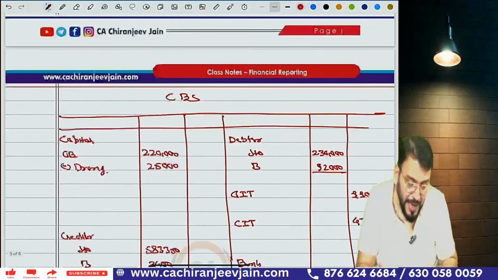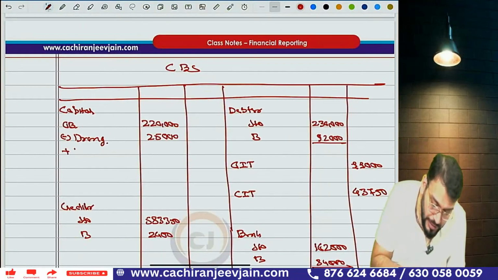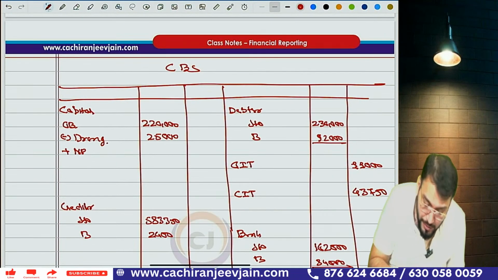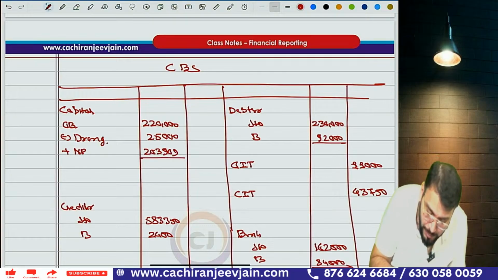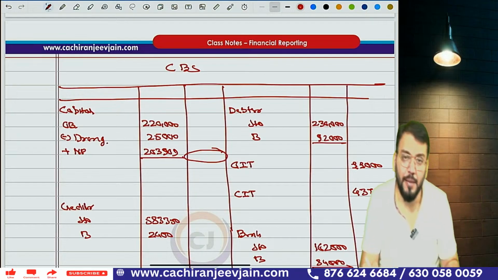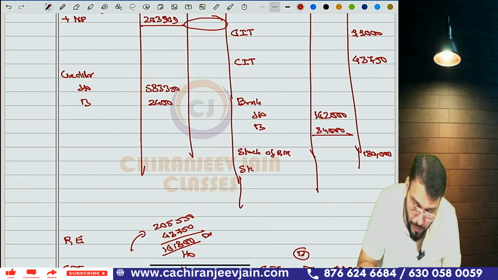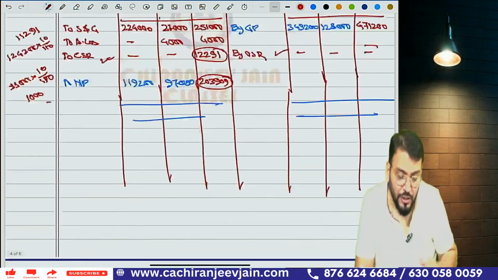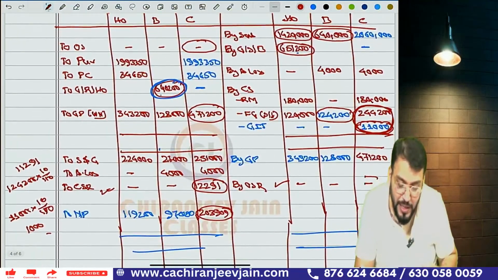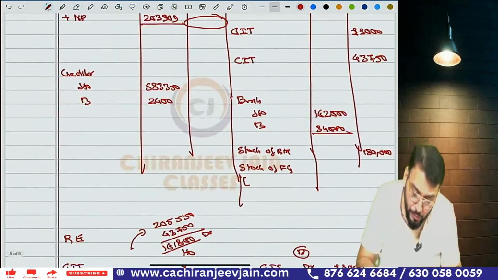Okay. This will be added to the net profit. We write on capital. Net profit is what? 2,03,909. This will be the total capital. Understood. Now, in this we write down stock of finished goods. What will the stock of finished goods come to? It is 1,20,000 plus 1,24,200.